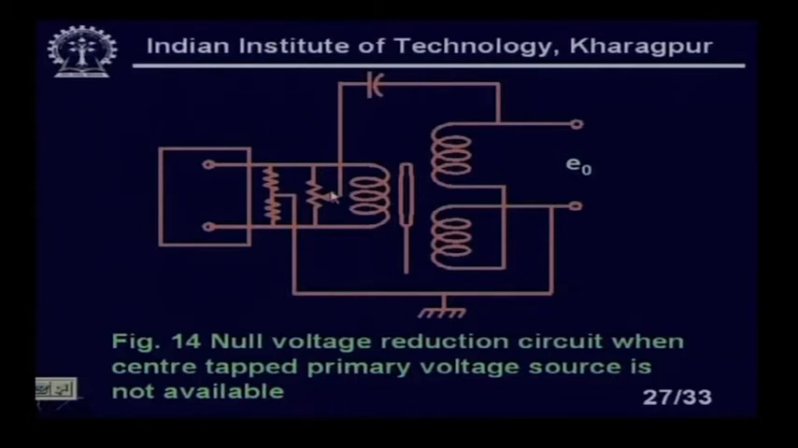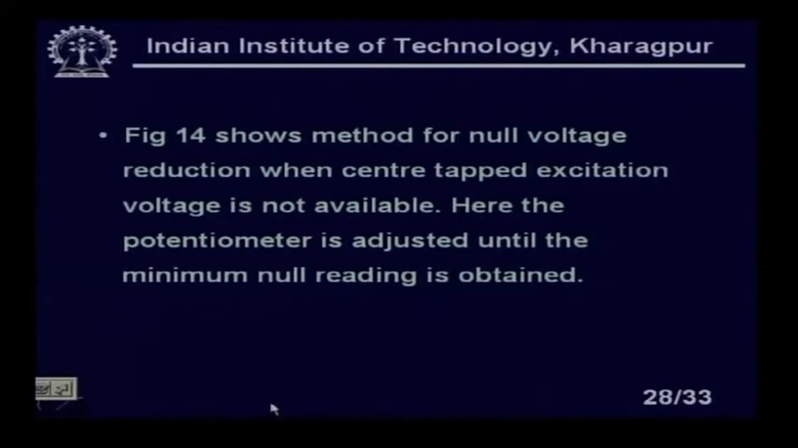You see here, the center tap is not available, so two potentiometers are dropped; this is grounded, and this again, as in the previous case, is grounded. The voltage comes across the potentiometer, and this will vary the position of the wiper so that the output voltage will become 0. So figure 14 shows the method for null voltage reduction when the center tap excitation voltage is not available. Here the potentiometer is adjusted until the minimum null voltage reading is obtained.